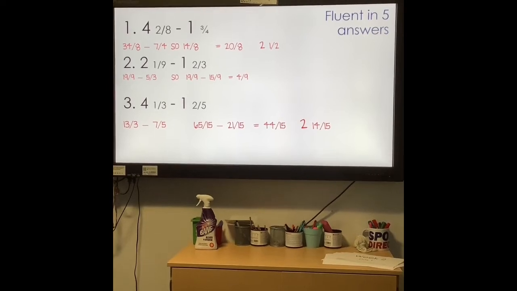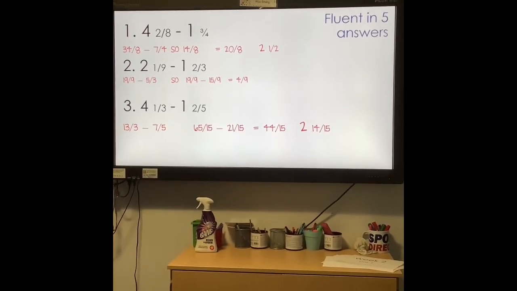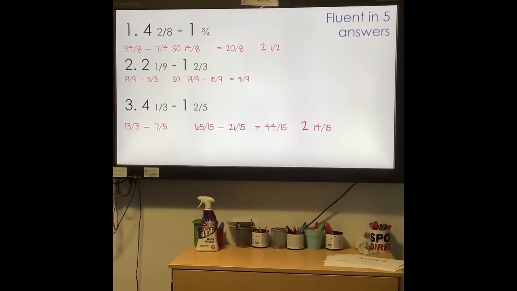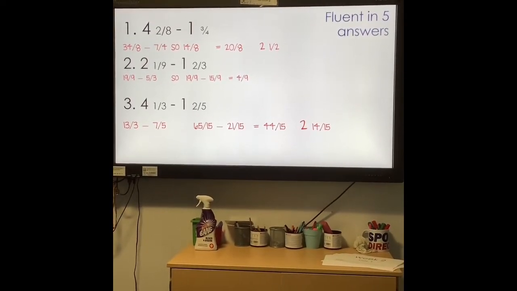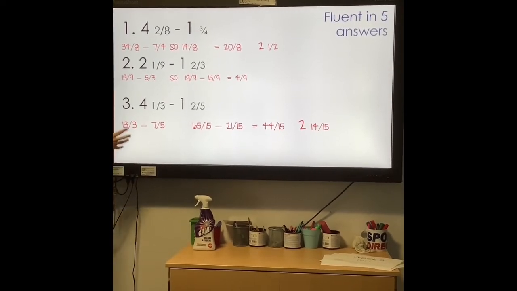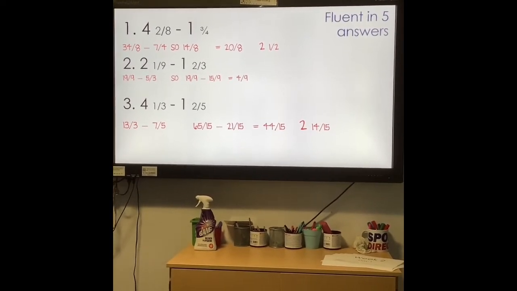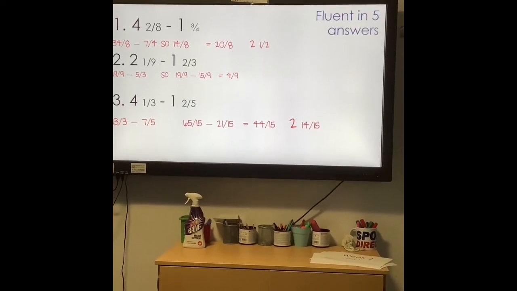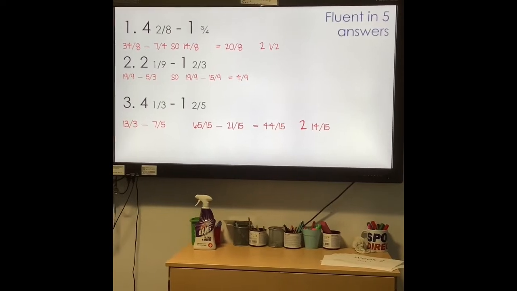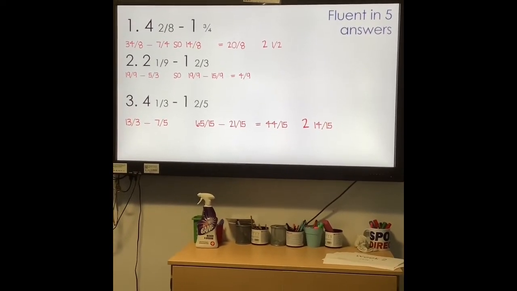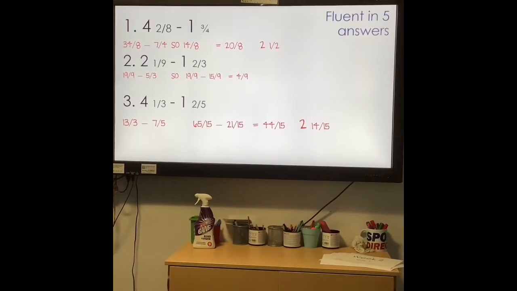Number 3, 4 and 1/3 take away 1 and 2/5. 13 thirds take away 7/5. Now, this one was a bit trickier because our common denominator was 15. Hopefully, if you struggled, you used column multiplication to get 65/15 take away 21/15. That gives us 44/15, which is the same as 2 and 14/15. If you got those right, really, really well done, especially the last one.